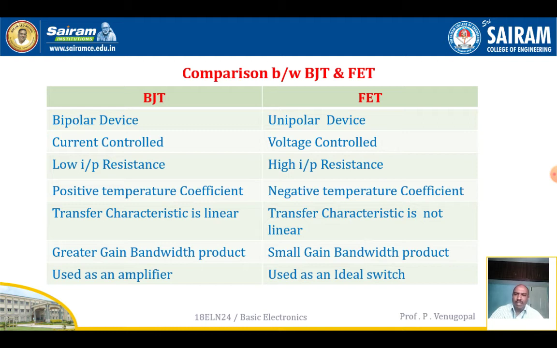BJT can be used as an amplifier. This you already studied in the previous module. How can the BJT be used as an amplifier? It should be operating in the common emitter configuration. When the transistor operates in the common emitter configuration, it can be used as an amplifier. But FET can be used as a switch, an ideal switch. Sometimes it can also be used in amplification applications.